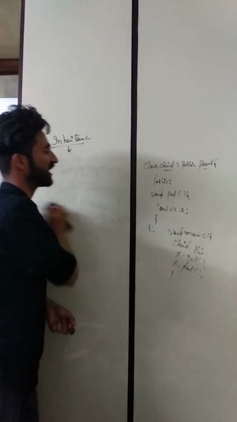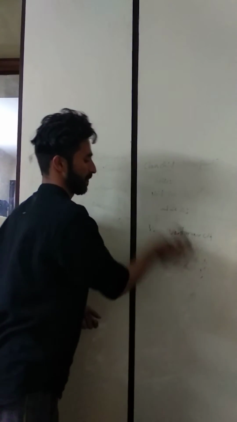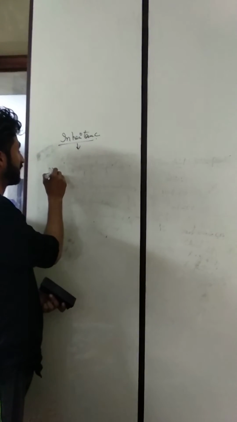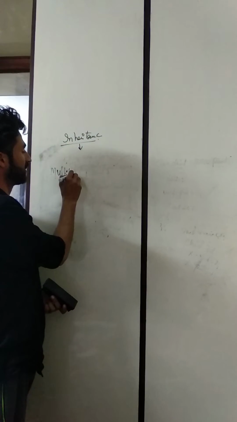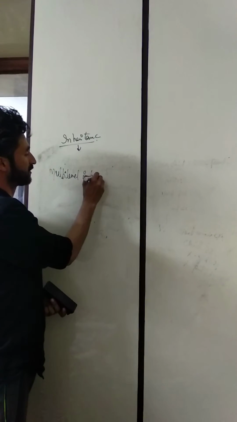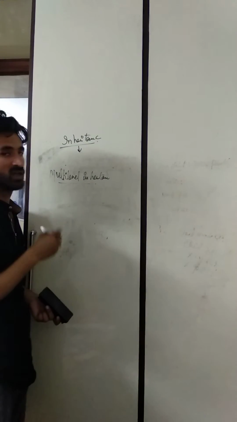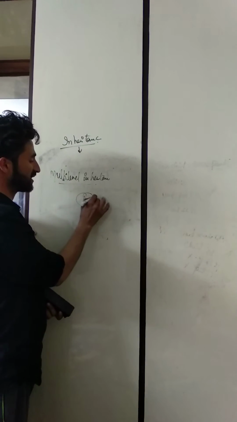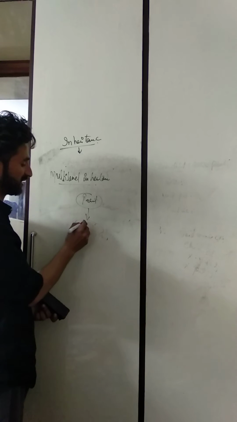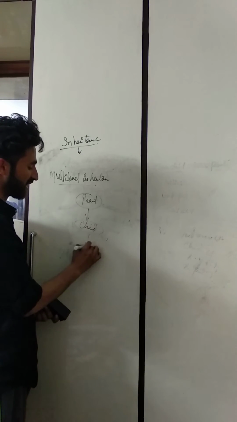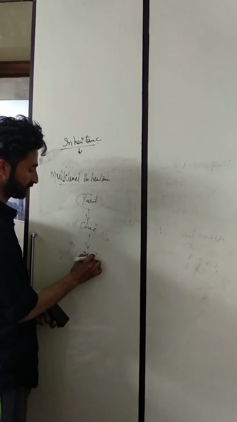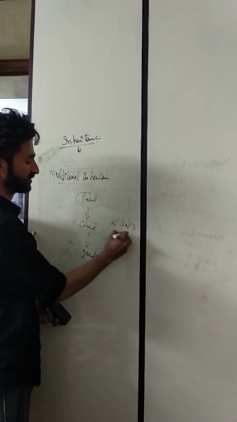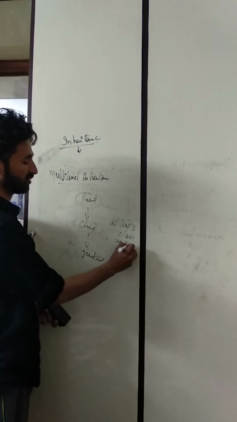Similarly, the second type of inheritance is multi-level inheritance. When there are more than two classes, we have a parent class, we have another child class, and we have another class which is called grandchild. Means at least 3 classes in a particular order.